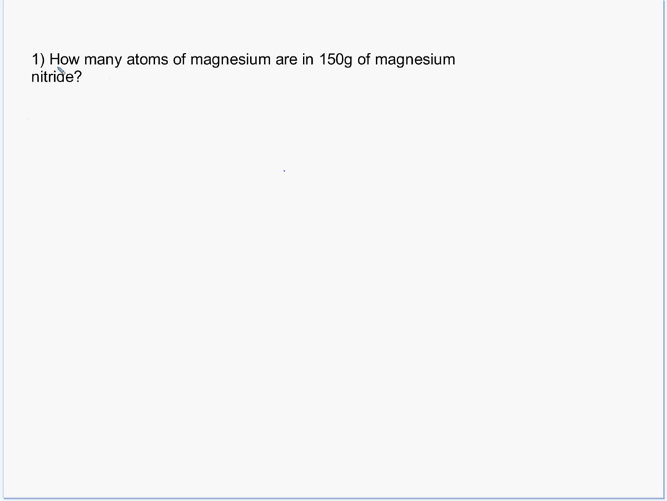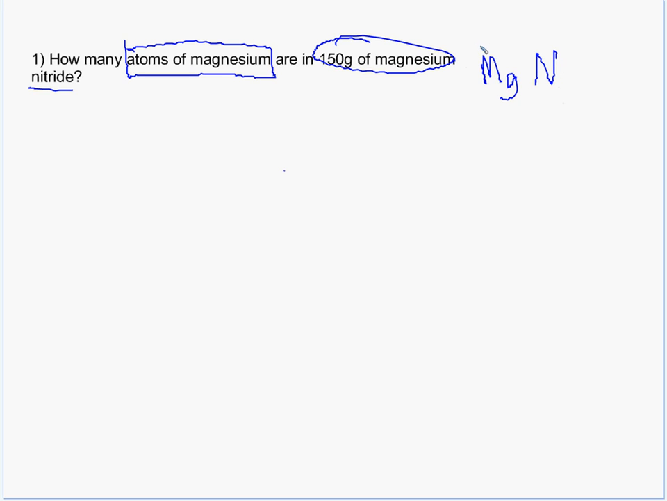So number one. How many atoms of magnesium are in 150 grams of magnesium nitride? It's asking for atoms of magnesium, so I'm going to box that, and it's giving us 150 grams of magnesium nitride. So first thing I need to do is find the formula for magnesium nitride. I know magnesium's Mg. I know nitride means it's nitrogen, so that's N.